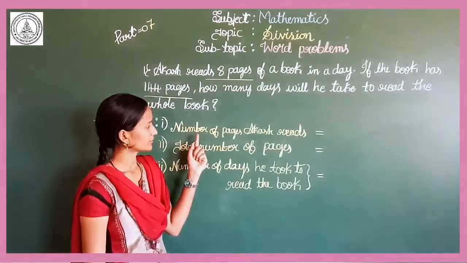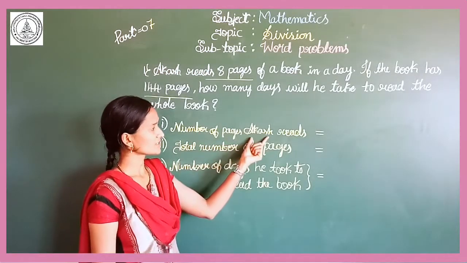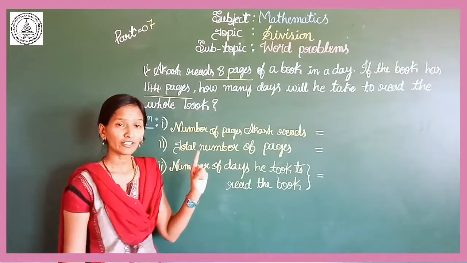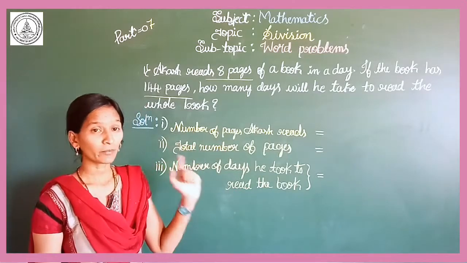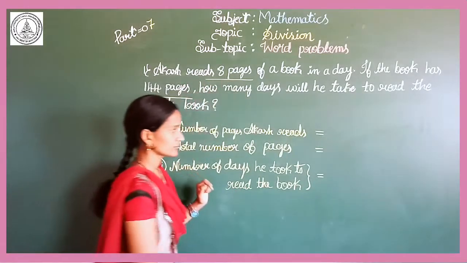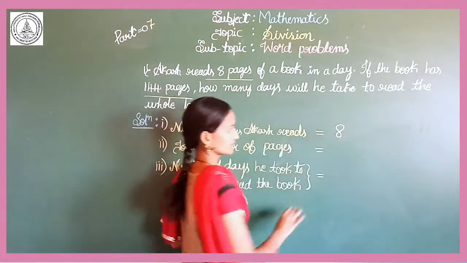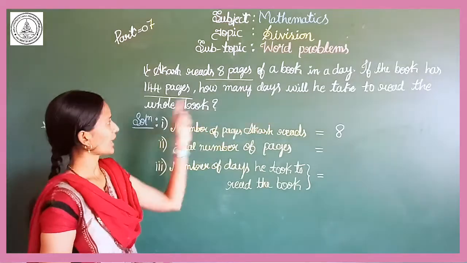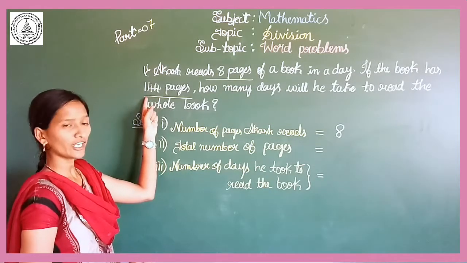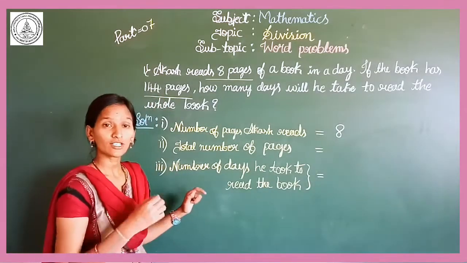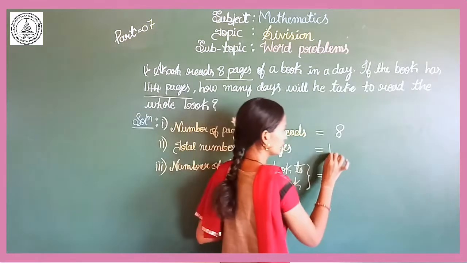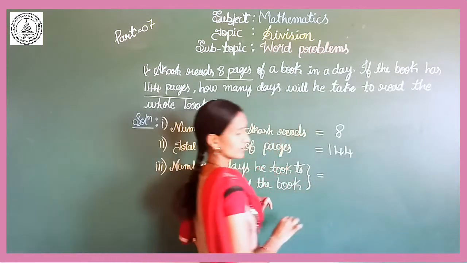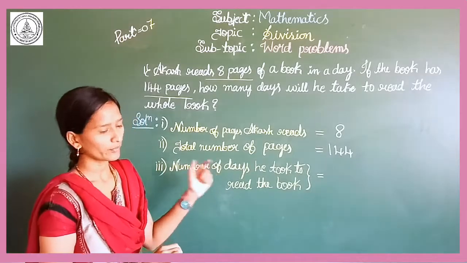So students, the first statement is the number of pages Akash reads. So in one day he reads a total of 8 pages, right? So write down here 8. The next, total number of pages. See, if the book has 144 pages, the total number of pages is 144, right? So this is the number of pages.